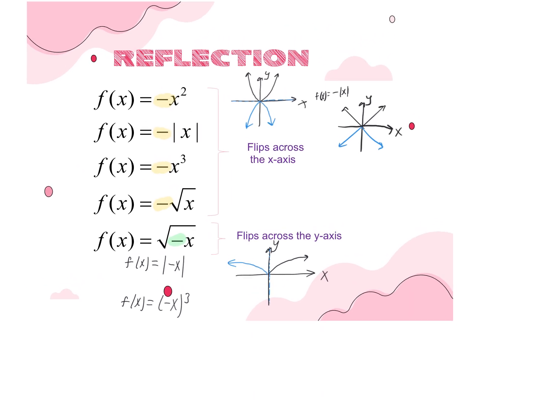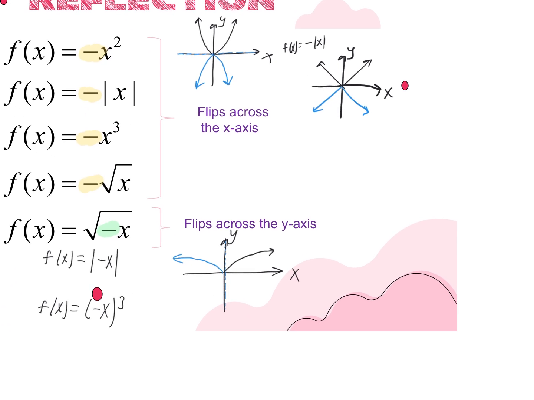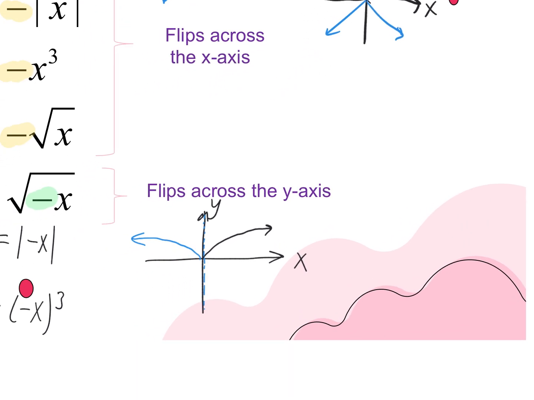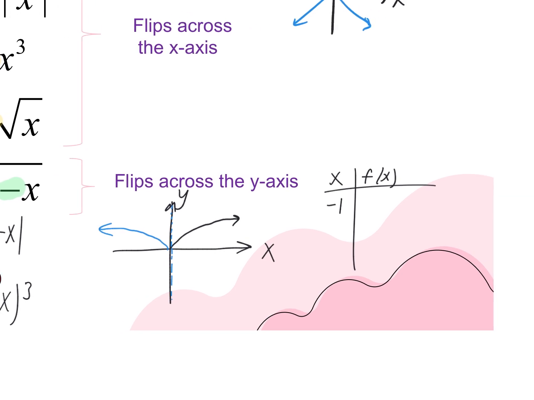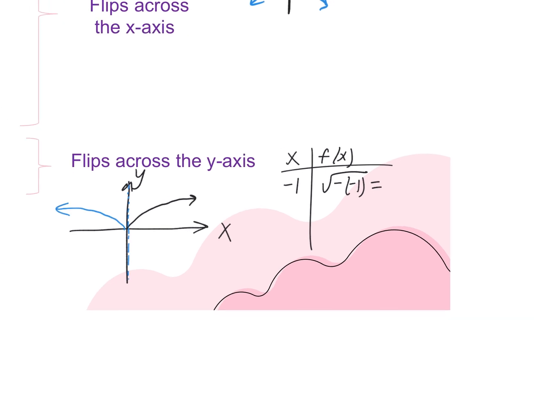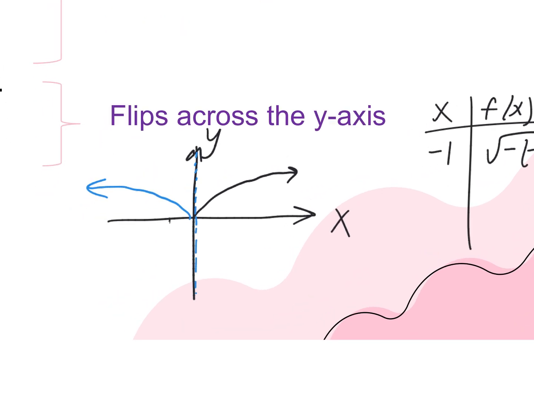So if these are kind of difficult to grasp, I always say, especially in class, you can make a table. Let's say I wanted to make a table here, an x and f of x table. If I pick, let's say, -1 to plug into the square root of negative x, we get the square root of -(-1), but that's the same as just +1. So we get the square root of 1, which is 1. And then we end up at x equals -1 and y equals 1, and that gets you this point right here.